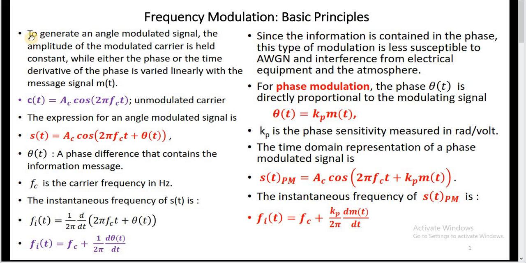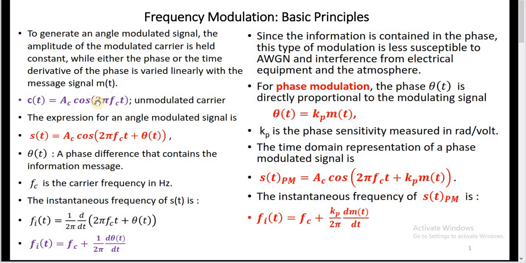To generate an angle modulated signal, the amplitude of the carrier is held constant while either the phase or the time derivative of the phase is varied linearly with the message signal. Let the unmodulated carrier c of t be Ac cosine 2 pi fc t. Ac is the constant amplitude, fc is the unmodulated carrier frequency.